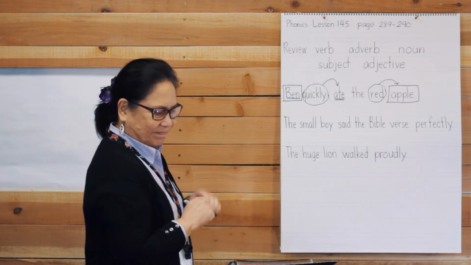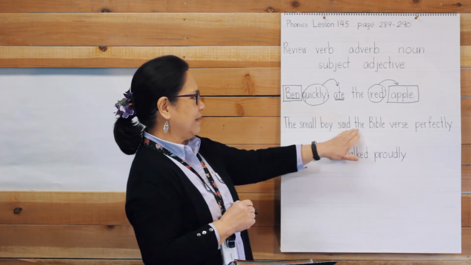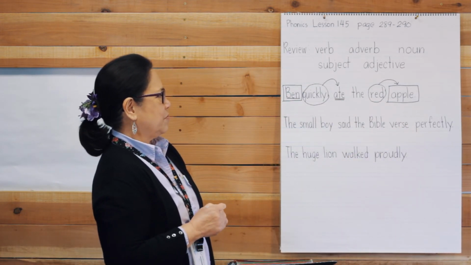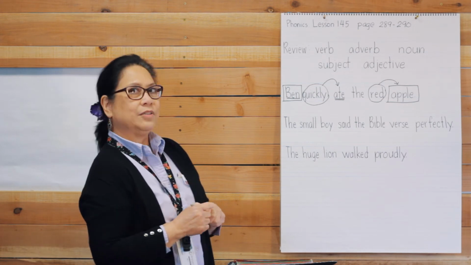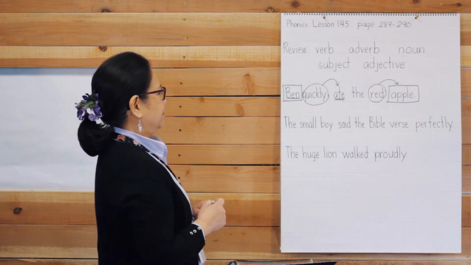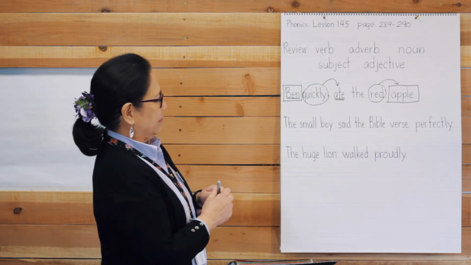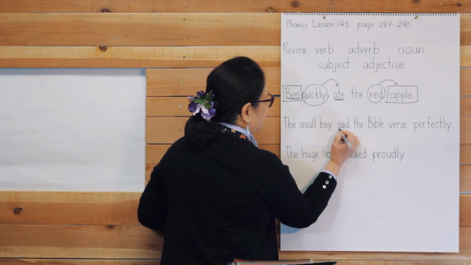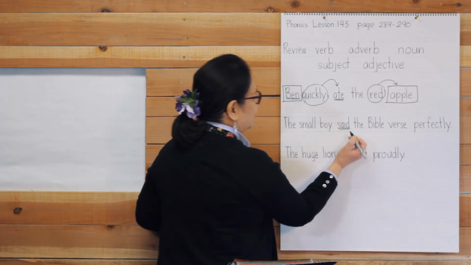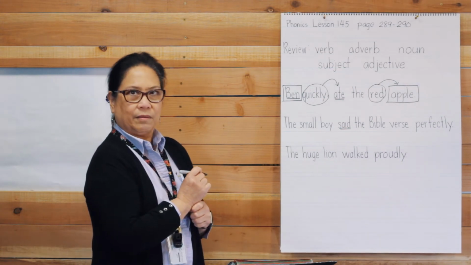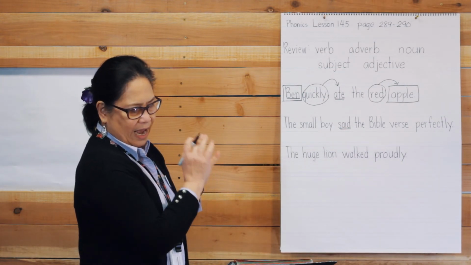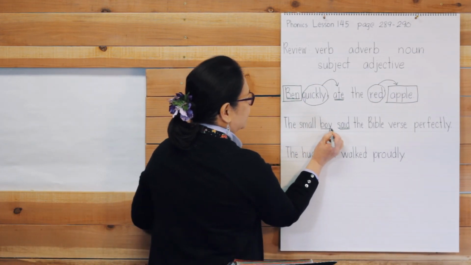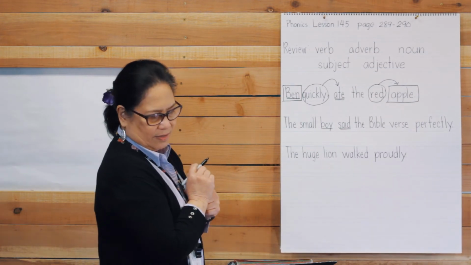Let's try one more. The small boy said the Bible verse perfectly. Okay, so what do we do first? We have to double underline the verb. Okay, what is the action here? The action here is the word said. And who's doing it? The boy, right? So we have to box him because he is the subject. Oh, I'm sorry, underline him. Okay, he is the subject.